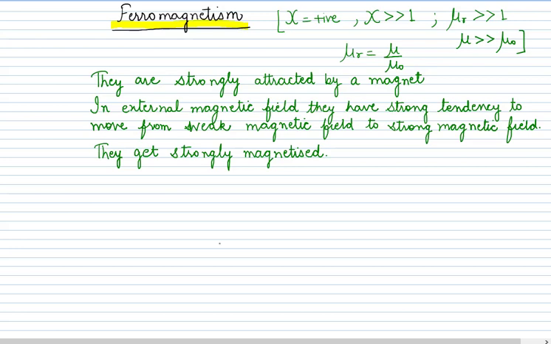Now, what is the reason for this? What happens is, all the atoms in a ferromagnetic material have a permanent dipole moment and they interact with each other in such a way that they spontaneously align themselves in a common direction over a macroscopic volume. This macroscopic volume we call a domain, and this domain is around 1 millimeter. Each domain has a net magnetization.